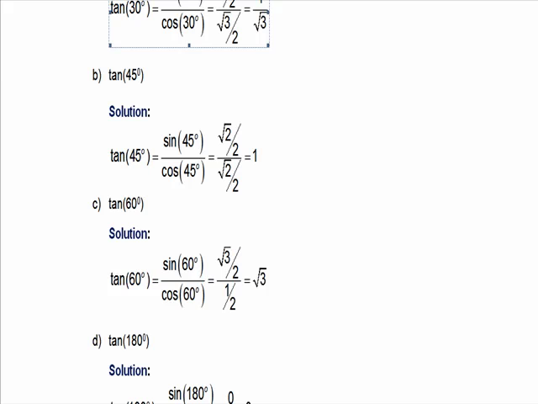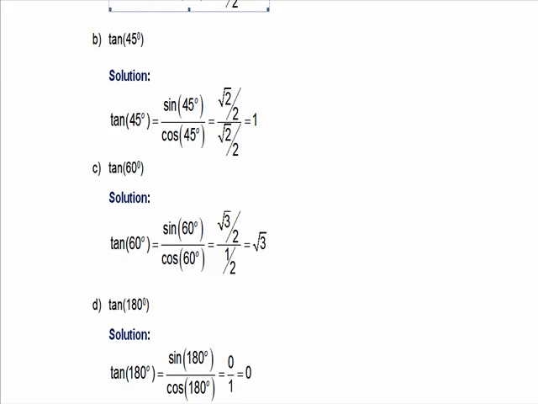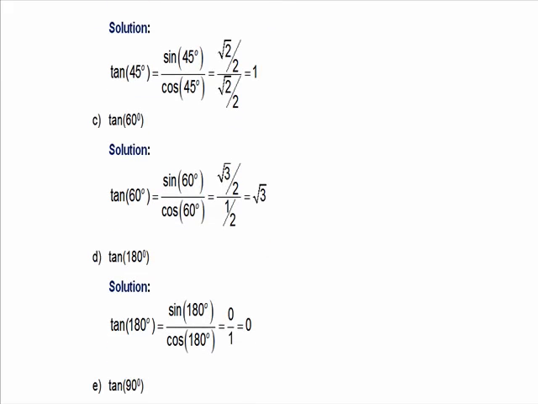Tangent 45 degrees. Tangent 45 degrees is sine 45 degrees divided by cosine 45 degrees. Hopefully you remember that the sine and the cosine of 45 degrees are both the square root of 2 over 2. And so when I do the division, I end up getting that the tangent 45 degrees is equal to 1. Tangent 60. Well, tangent of 60 degrees is sine of 60 degrees divided by cosine of 60 degrees. Sine of 60 degrees is the square root of 3 divided by 2. Cosine of 60 is 1/2. And when I do the fraction arithmetic here, I get the square root of 3.